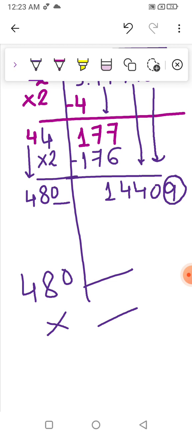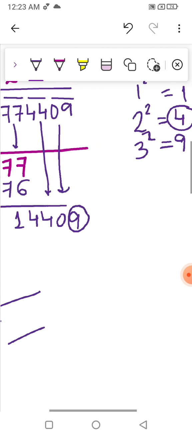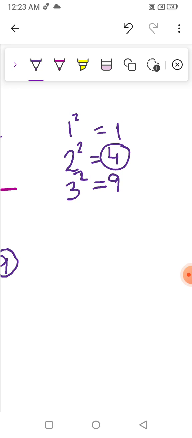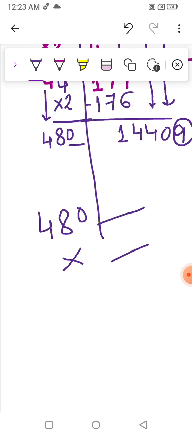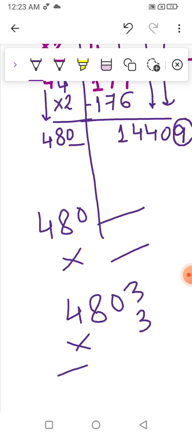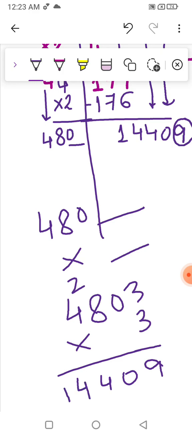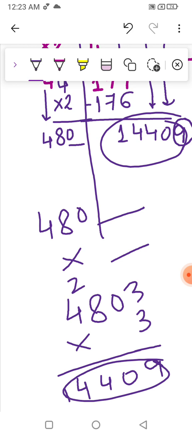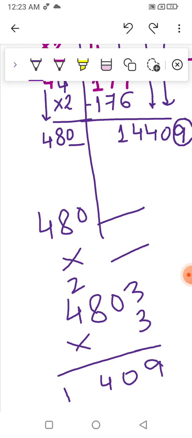Now there is a 9 in the units place. Think of a square number that would have 9 in its units place. That is either 3 square, 9, or it can be 7 square, 49. It also has 9 in its units place. So let's start with the first number. Let's assume it is 3. So 4803 into 3. 9, 0, 24. 4 into 3, 12, plus 2, 14. You see we have got 14409. So we have got the number.